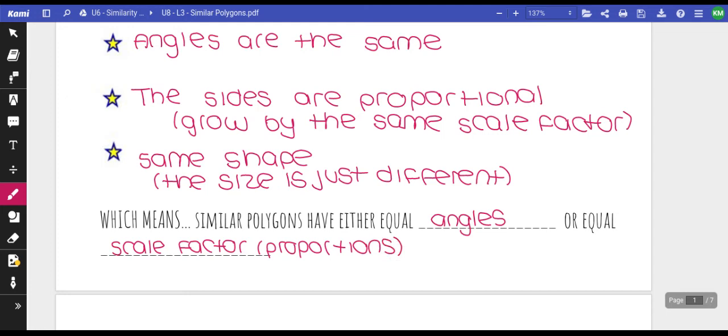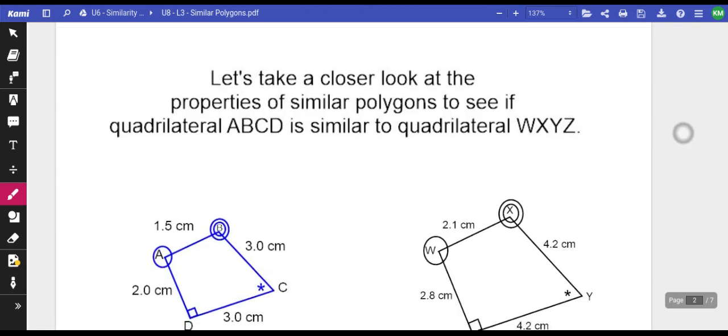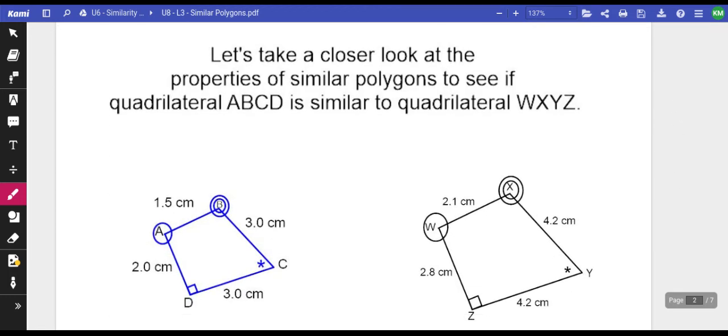And sometimes I'm not even going to make you prove it with the scale factor. I'm just going to make all the angles the same and you'll be able to just say, yep, that's the reason. So let's take a closer look at the properties of similar polygons to see if they're the same. Now this one here, you can prove it two ways. I tried to be kind of nifty crafty here.